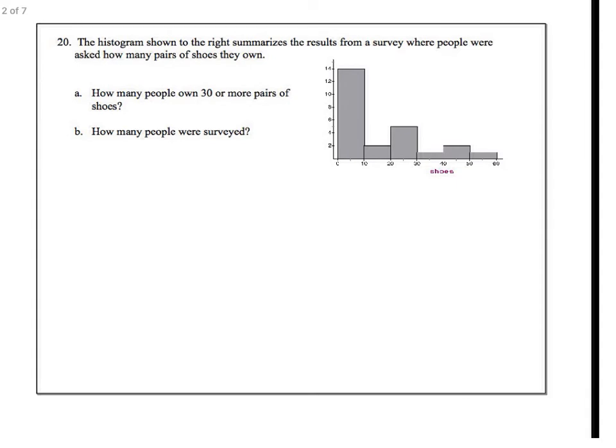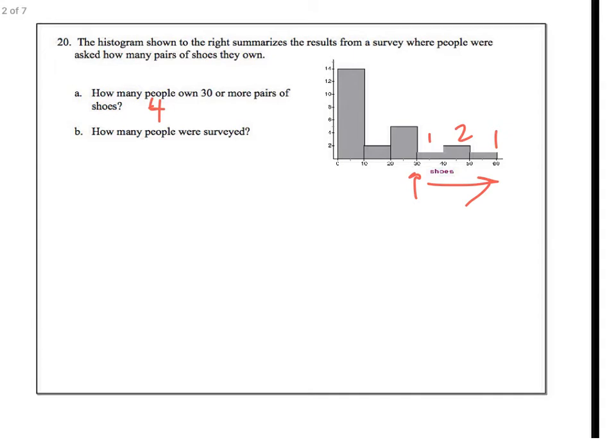So for number 20, we have a histogram. It says the histogram shown to the right summarizes the results from a survey where people were asked how many pairs of shoes they own. So this is how many people own 30 or more pairs of shoes. So if I look at my histogram and I look at shoes, it's on the x-axis, there's 30. So how many people own 30 or more? So that's going to be all the data that way. It looks like there's 1 person in that bin, 2 here, and 1 here. So it looks like 4 people.